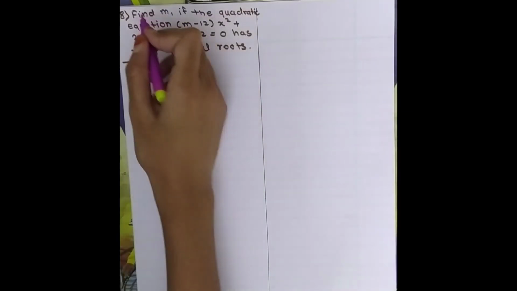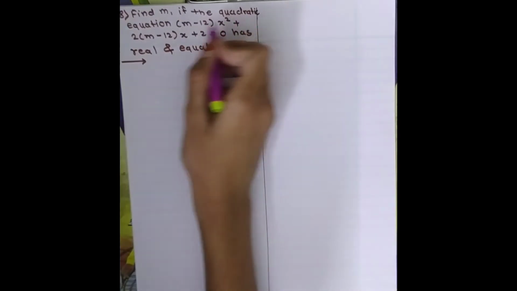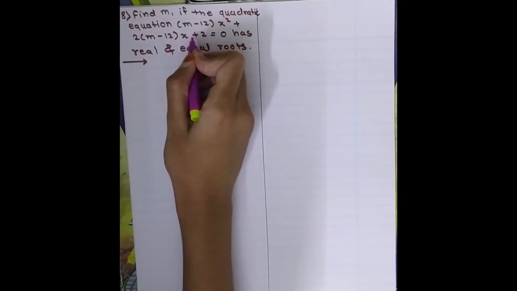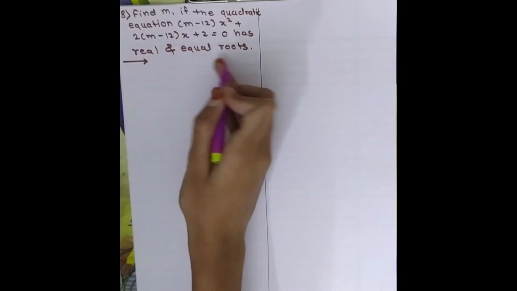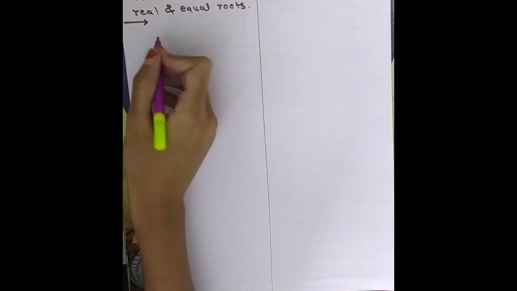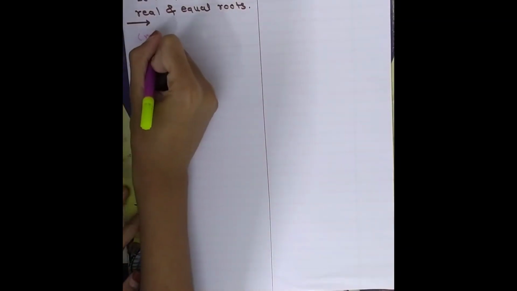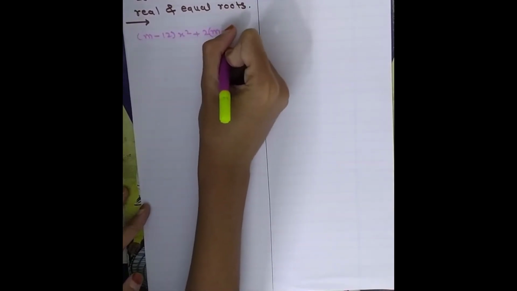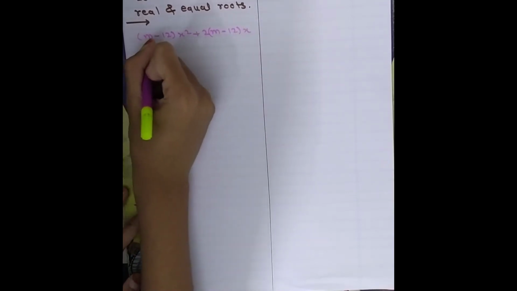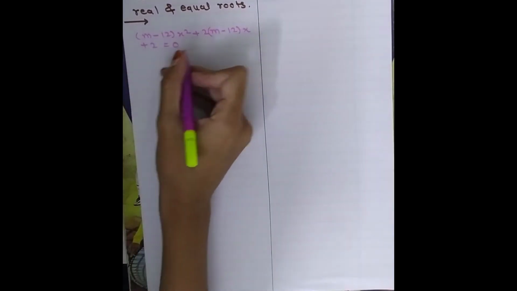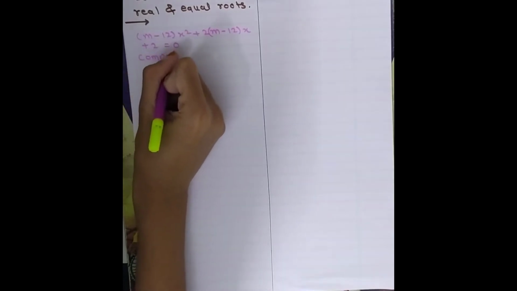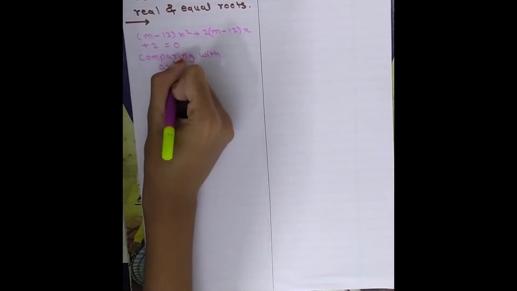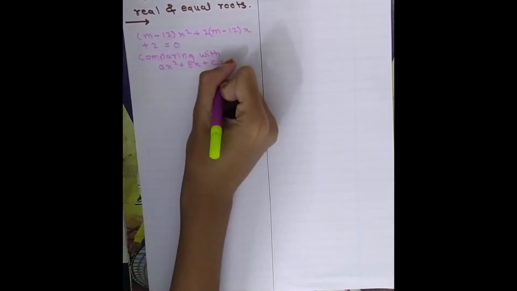Okay. Question number 8 is find m if the quadratic equation (m minus 12)x square plus 2(m minus 12)x plus 2 is equal to 0 has real and equal roots. So the equation is (m minus 12)x square plus 2(m minus 12)x plus 2 is equal to 0. So comparing with ax square plus bx plus c is equal to 0.